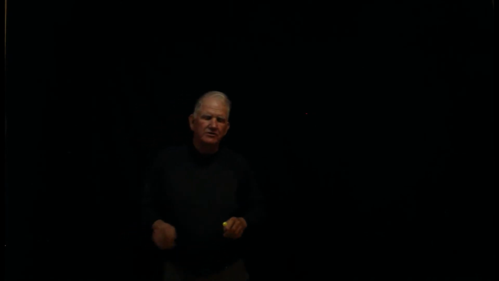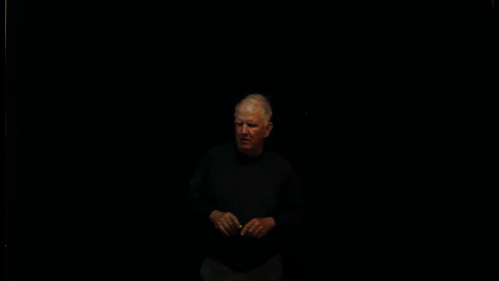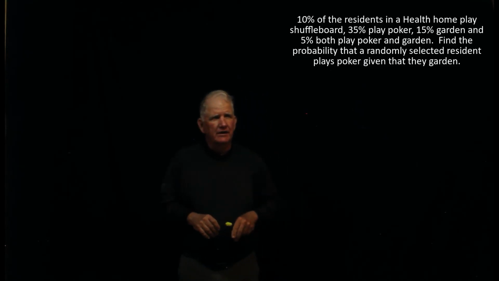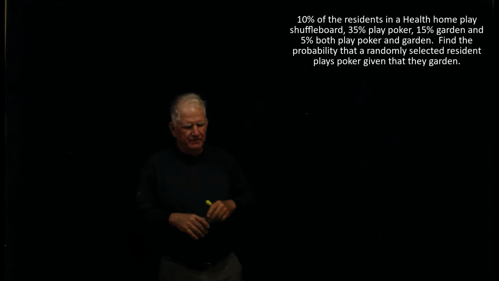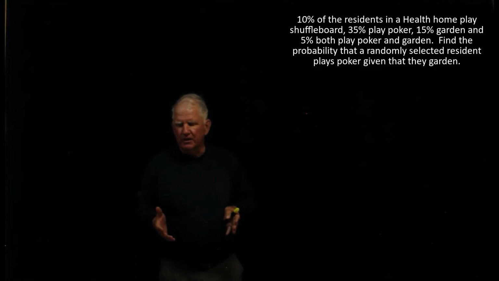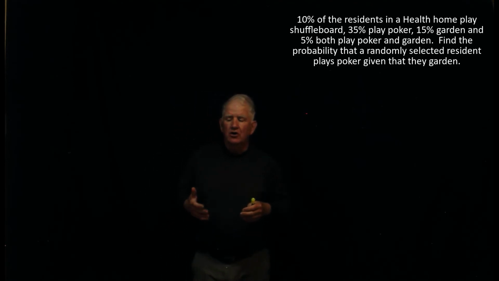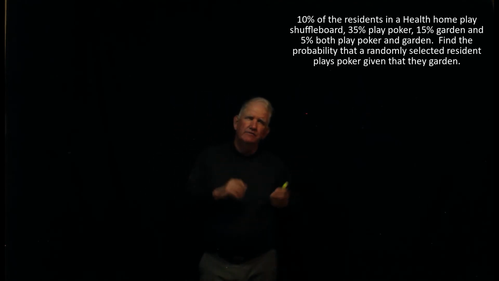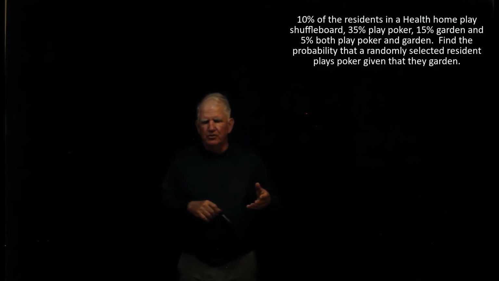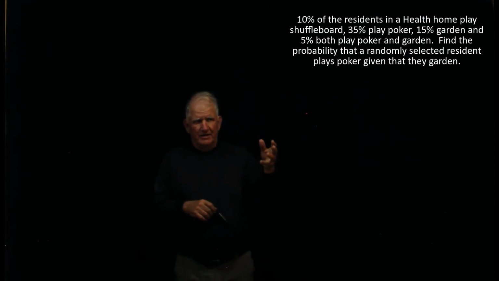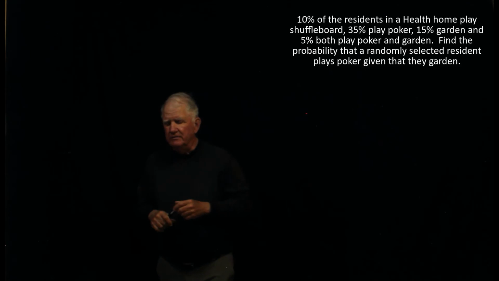All right, this last problem in this particular section of the workbook is a very straightforward conditional probability problem. It says that of the residents of this restaurant, 10% play shuffleboard, 35% play poker, 15% garden, and then it gives you the key that 5% garden and play poker, and it asks you to find the conditional probability that someone plays poker given that they're gardening.